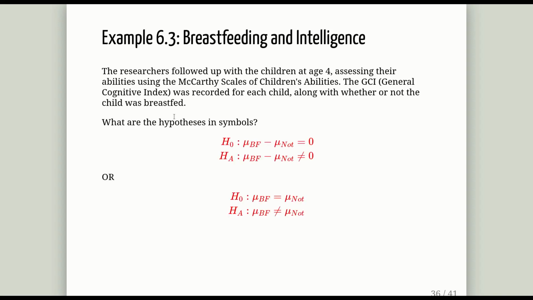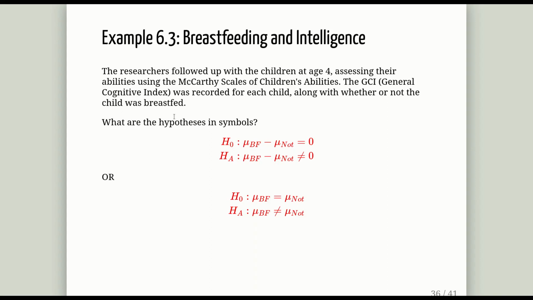There are 2 equivalent ways to write this. You can write things out as the difference in the 2 means. So the null hypothesis would be the difference in the 2 means, the population mean of the group of breastfed infants minus the population mean of the group of not breastfed infants is equal to 0. And the alternative would then be that the difference in those population means is not equal to 0.